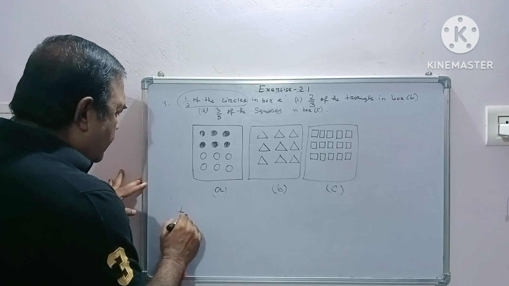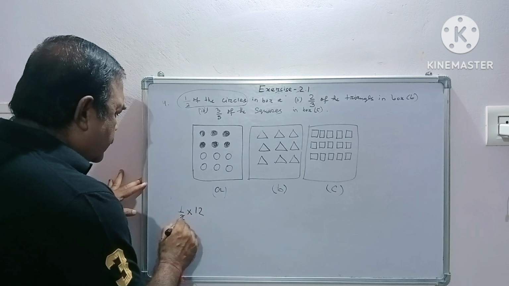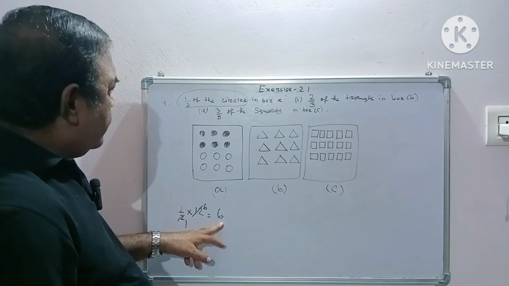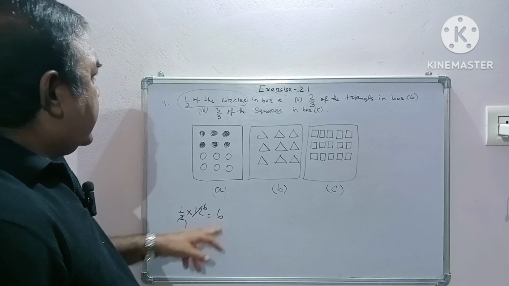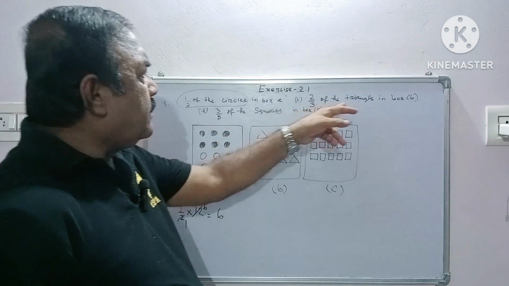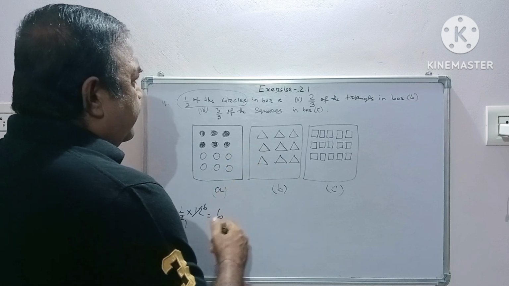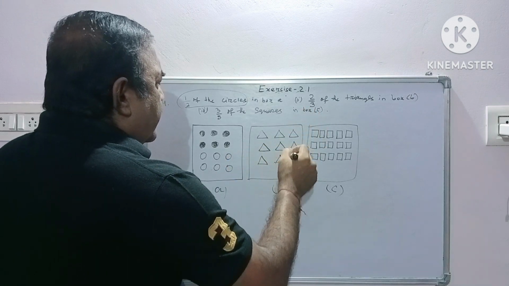In the rough you see 1 upon 2 into 12. So 2 1 is 2, 2 6 is 12. So 1 into 6, that is 6. So we have to set 6 circles here. And you see 2 upon 3 of the triangles in box B. So how many triangles are there? You see there are 9 triangles.